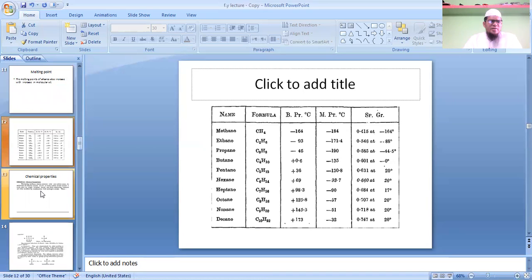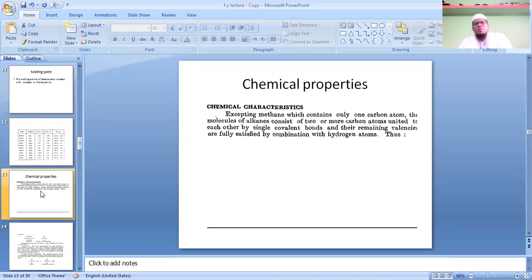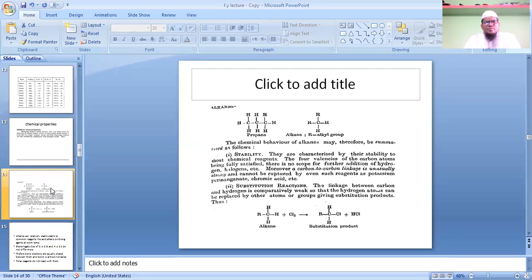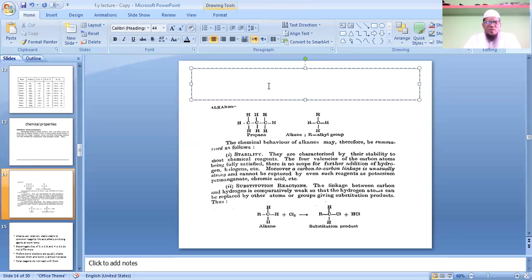Now come to chemical reactivity or chemical properties. In chemical properties, we have named these compounds the paraffins. Paraffins means having less affinity, less reactive. Therefore, we find that at normal temperature they are not attacked by the normal reagents. Normal reagents like acids, alkalis, and oxidizing agents do not react with or affect these alkanes.